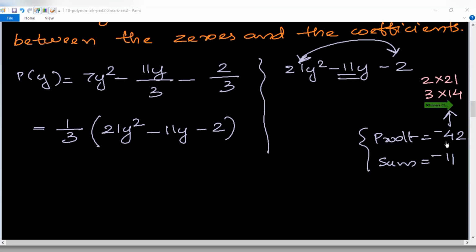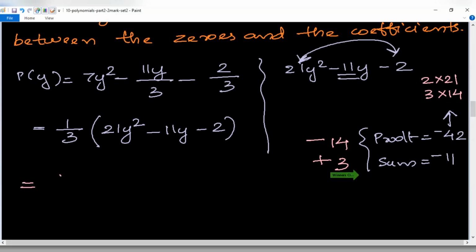3 and 14. Here product is negative and sum is negative. Listen, product is negative and sum is negative. That happens only when one number is negative and the other is positive, and the bigger one is negative. That is why the sum is negative. Okay, so these are the numbers: 3 and minus 14. Minus 14 plus 3, we will get it as minus 11, and minus 14 into 3, we will get it as minus 42. So let us split the middle term with these two numbers.